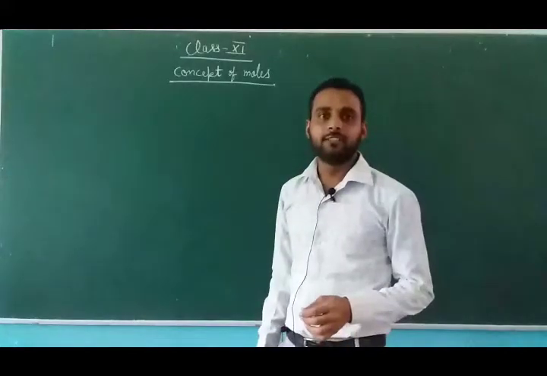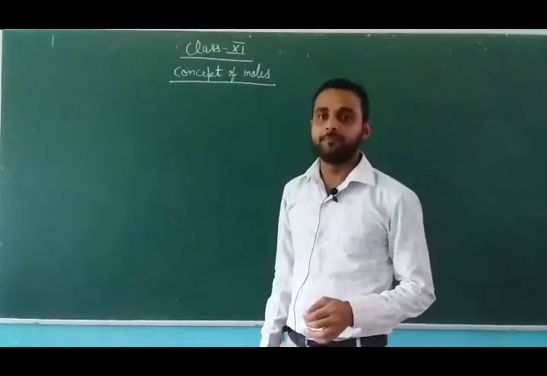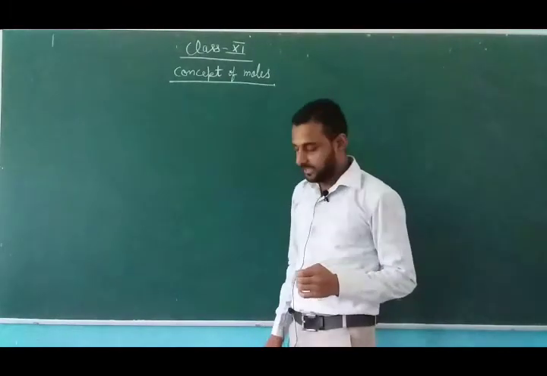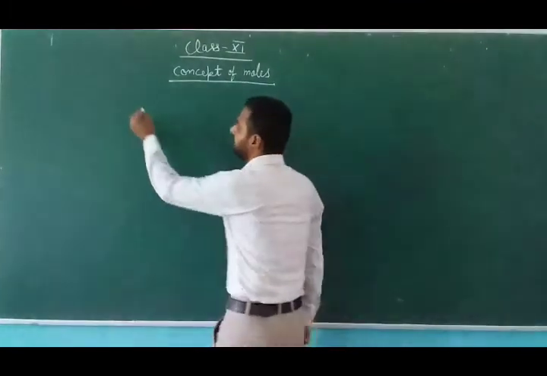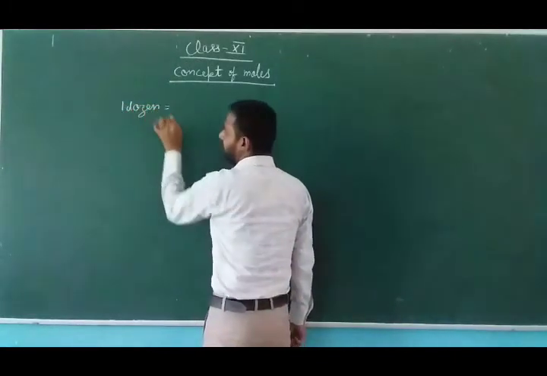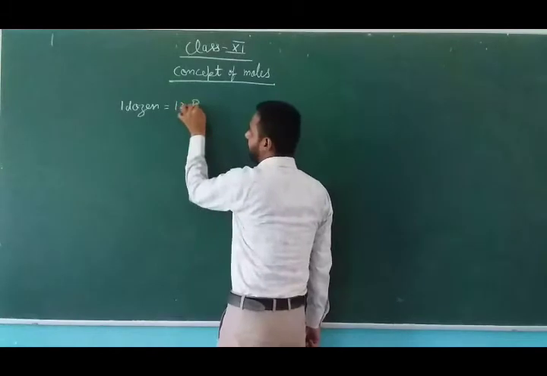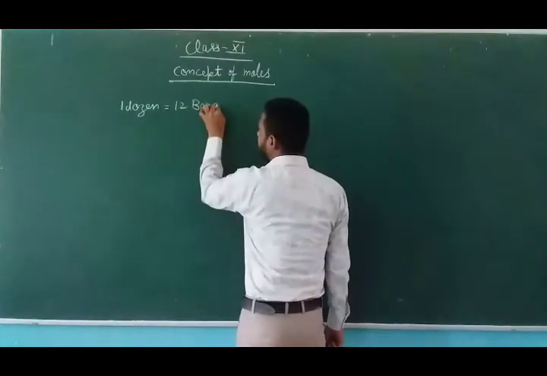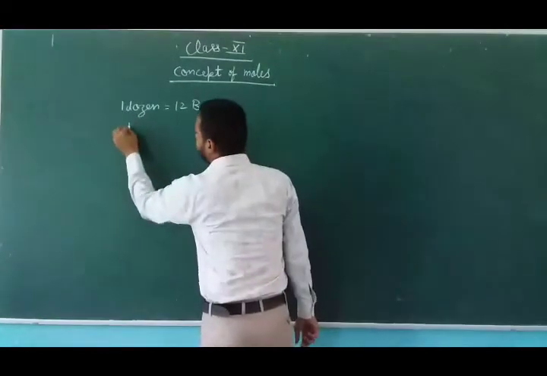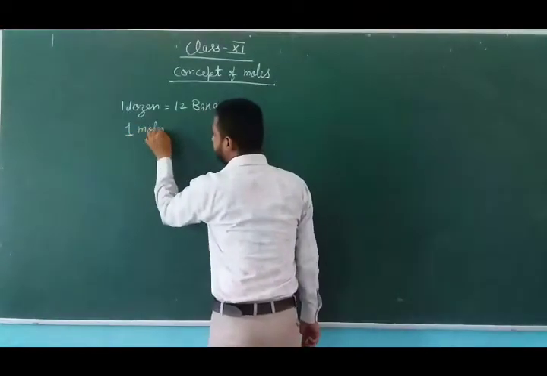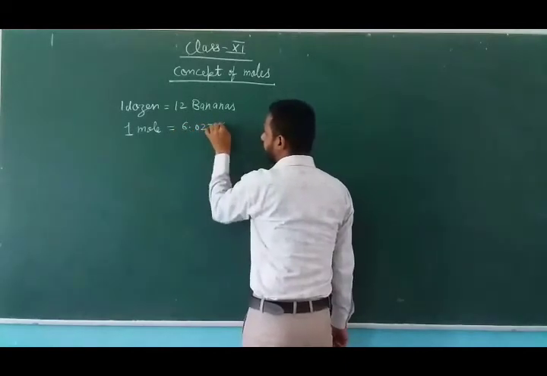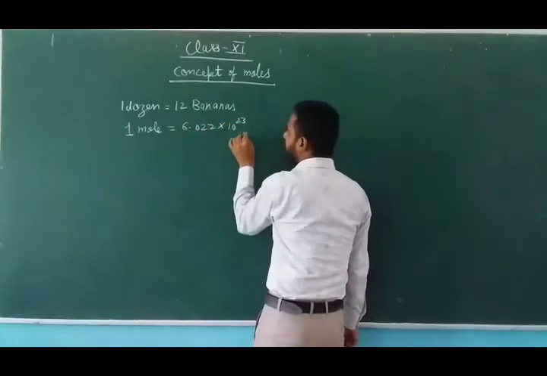Everyone, today I am here to explain the concept of moles of class 11th. As we know that 1 dozen is equal to 12 bananas. Similarly, 1 mole is equal to 6.022 into 10 to the power 23 units.